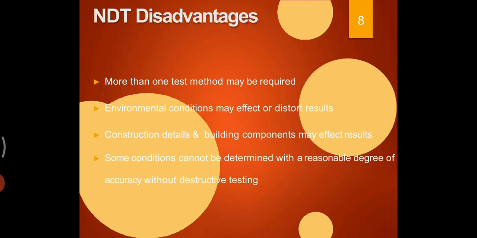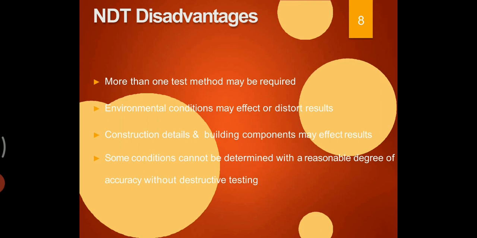Then more than one test method may be required. These are some disadvantages of NDT, because if we use a single technique, it is not reliable, it does not show reliable test results. For that we should go for some other test. Environmental conditions may affect or distort results, because the result values may vary with the time or with the season.